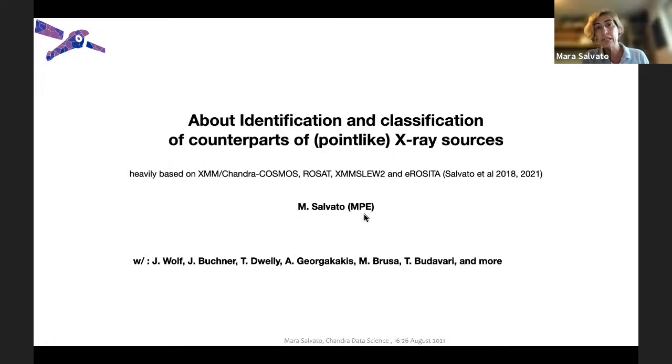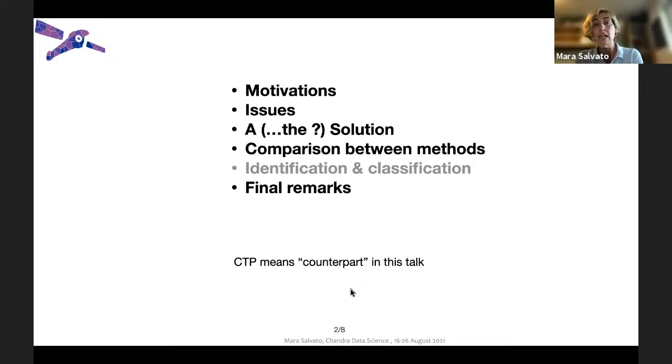I would like to highlight the fact that I have a lot of collaborators and they contributed a lot to the work that I'm showing. I would like to point out in particular the names here below. I will speak about the motivations. I will try to list all the possible issues that we are facing. Sorry, my cats are not happy to close the door. Then I will present some solutions, have a comparison between methods, and conclude with remarks. In order not to confuse you, when I mention CTP in the talk, I'm speaking about counterparts.